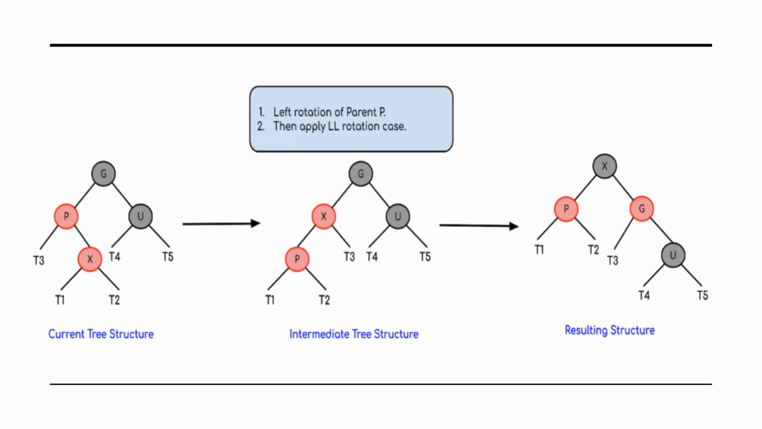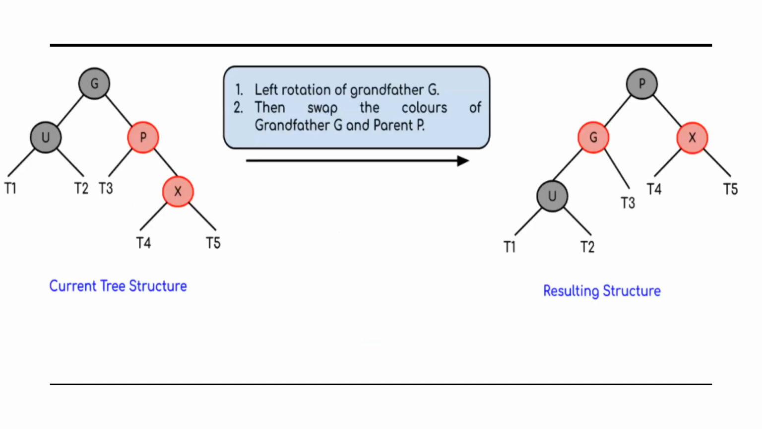Case 2 is a little different. I call this the left-right rotation case. In this case, first we need a left rotation of parent P, then apply the left-left rotation case. The left-left rotation case is case 1. So case 3 is the right-right rotation case. In this case, we need a left rotation of grandfather G, then swap the colors of grandfather G and parent P. You can see in this picture, I think it is clear to show how we do that.